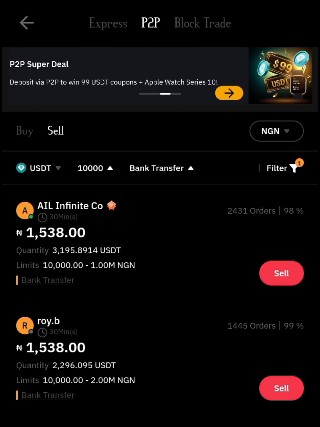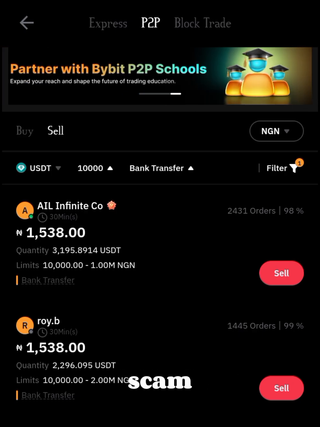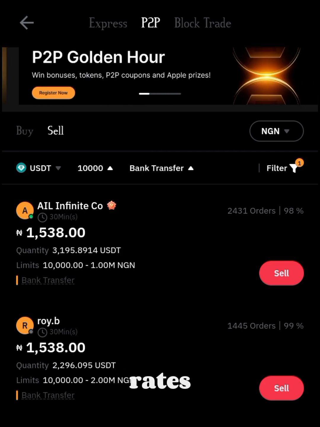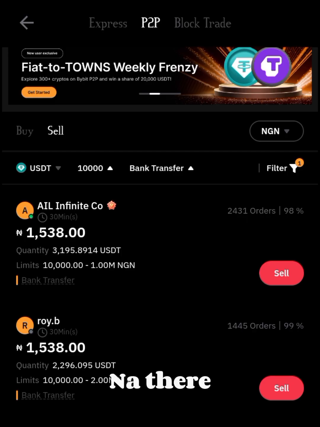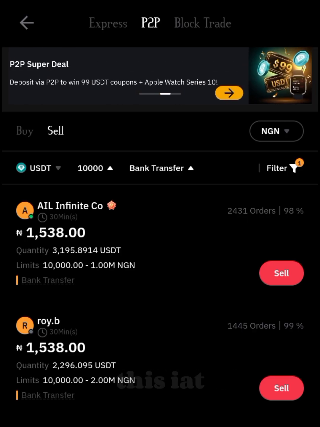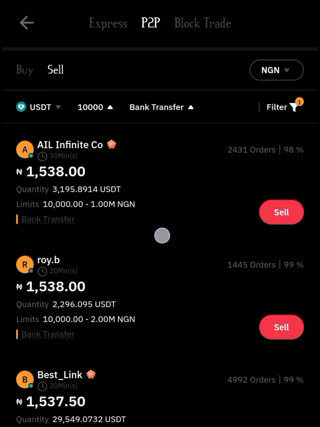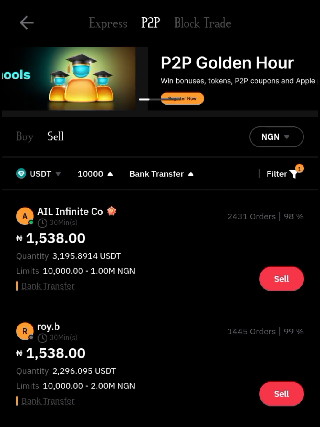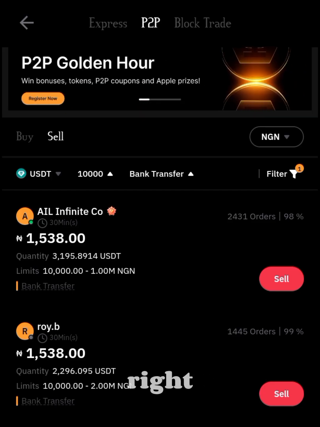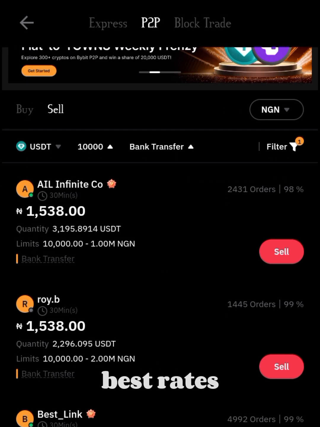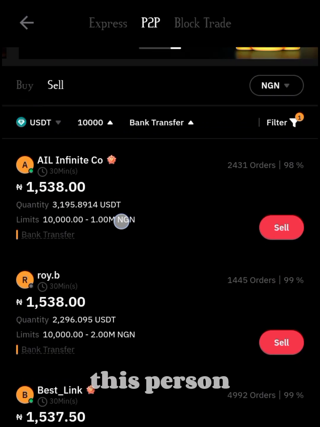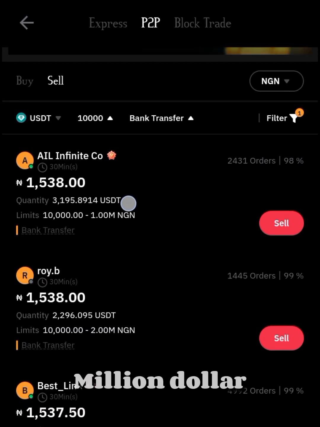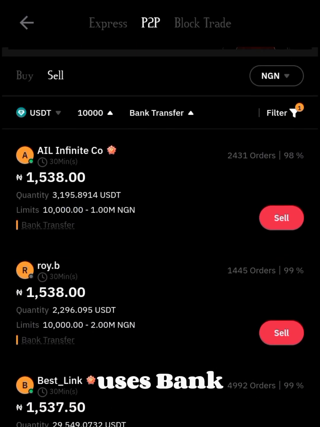That's basically it. So that's another way to avoid scam. So if you are finding high rates, big rates, that's one way to find scammers. Now there's scammers there because they know you'll say this rate is higher, so let me use them. So you have to be filtering this out step by step, right, until you see the best rates and the legit vendors. Now you can see this person is verified, this person does 10,000 naira to 1 million naira, this person uses bank transfer, so it's from bank to bank, you understand.